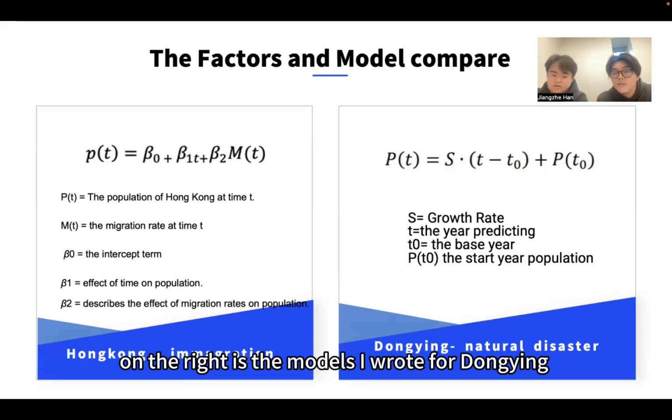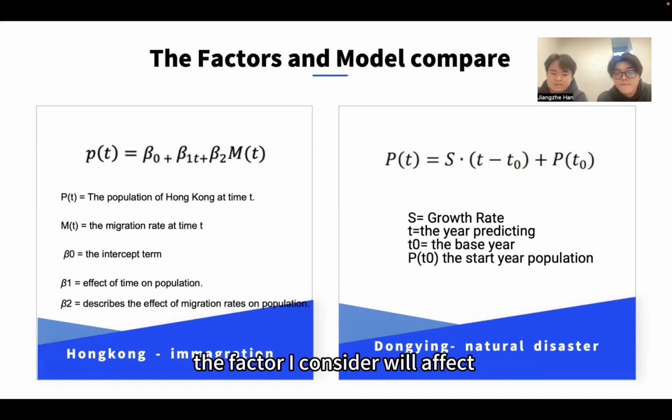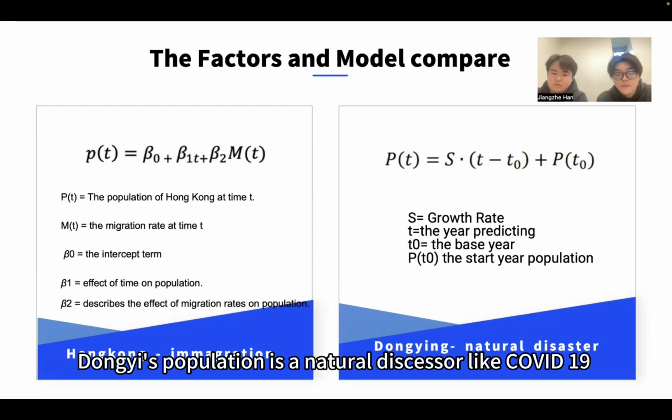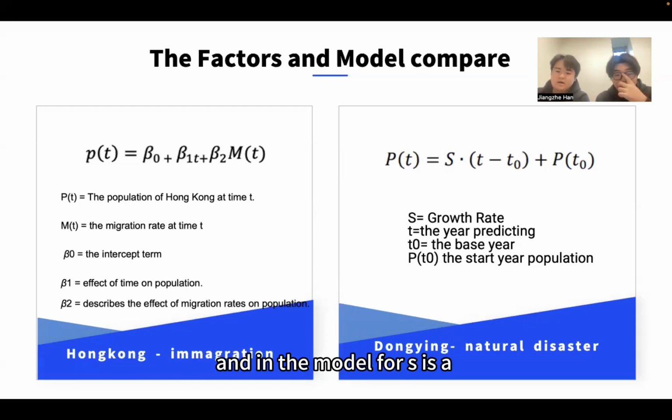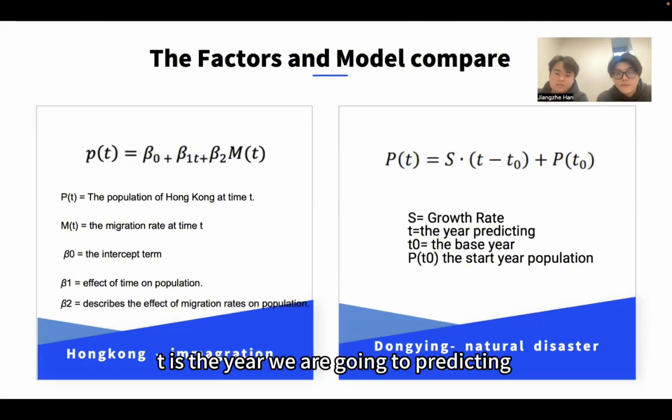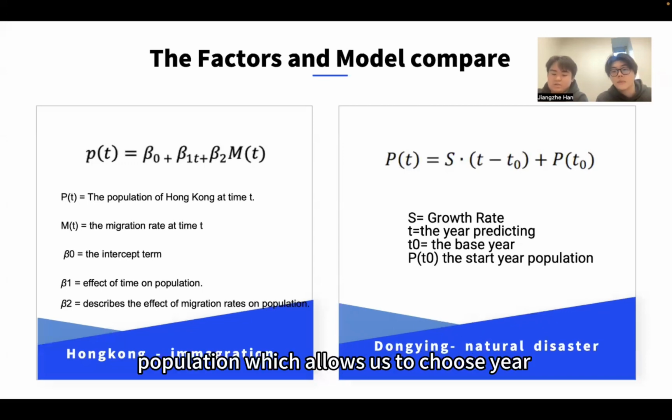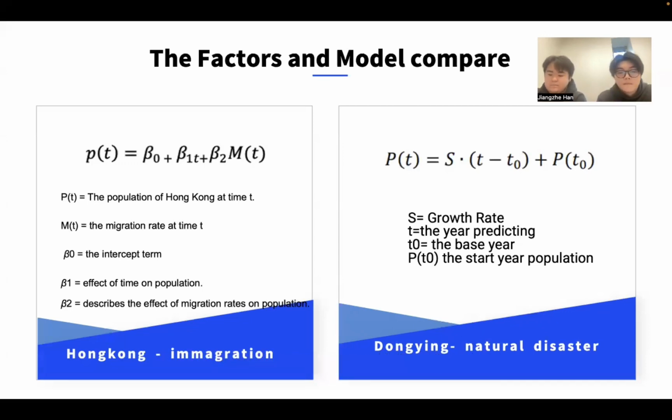MT. On the right is the model I wrote for Dongying. The factor I consider will affect Dongying's population is a natural disaster like COVID-19. In the model, S is the growth rate I got from the data. T is the year we are going to predict. T0 is the base year, which is the initial year, and PT0 is the start year population, which allows us to choose the year to start our prediction.